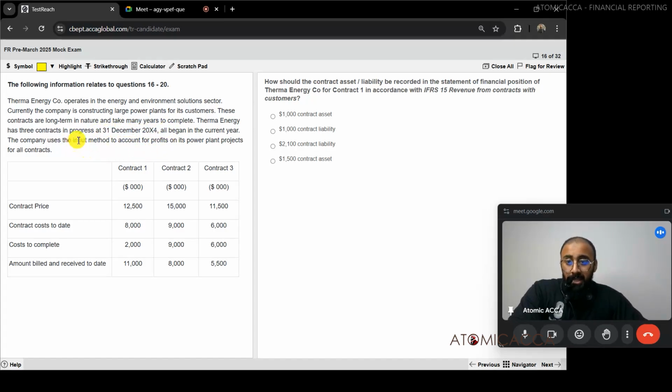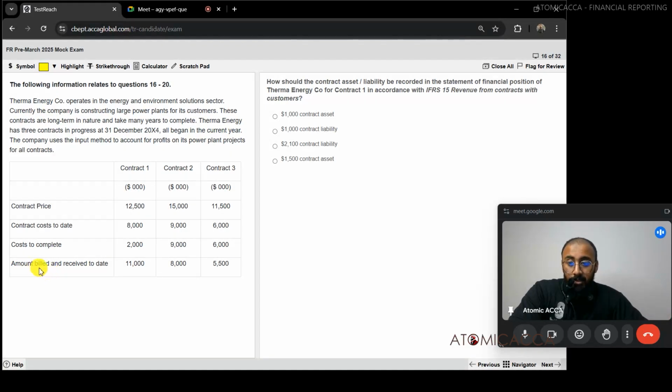The company uses the input method to account for profits on its power plant project for all contracts. Input method means based on the cost generally. So for contracts 1, 2, 3, we have the total contract price, which is the total revenue. Contract cost to date, so that is cost incurred. Cost to complete, that is the estimated cost to finish this. The amount billed and received to date, so that is about progress billing and all those things. Okay, so that is over. Now let's start reading the requirements.